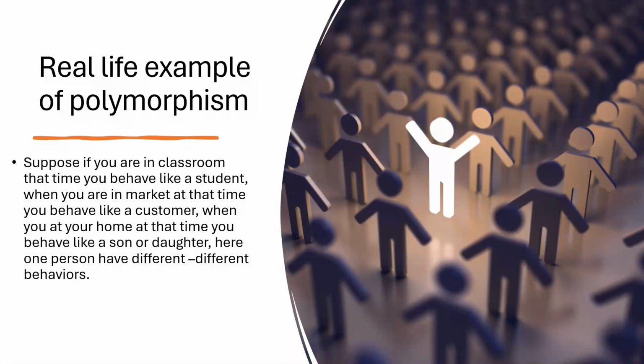If you are a student in class, college, or school, in classrooms you will behave like a student definitely. But when you go to the market for any purchase, you will behave like a customer. Suppose the same person goes home to your parents, you will behave like a son or daughter, not like a customer or a student. For parents, we are only a son or a daughter. So the same one person has different behavior. This is a well-suited example of polymorphism.